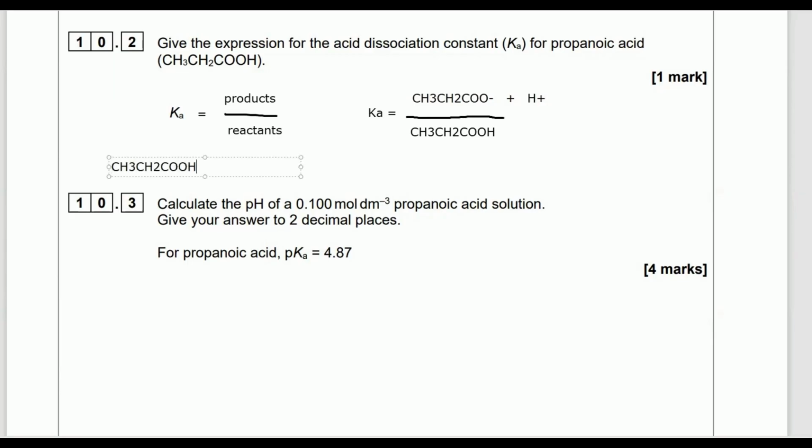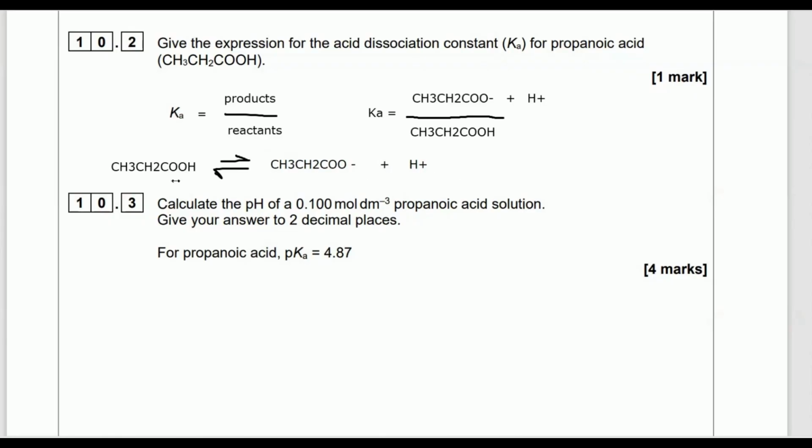So we want to put the products over the reactants. And here's the equation for that. We use a reversible symbol because it's a weak acid. Strong acids, we wouldn't use this reversible symbol. And it forms the propanoate ions or carboxylate ions and hydrogen ions.